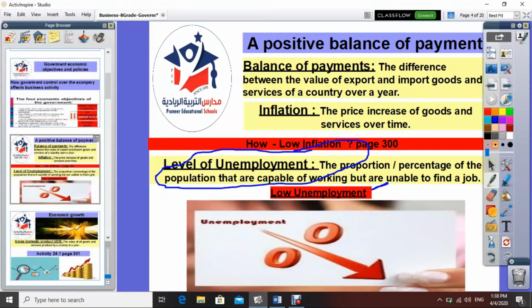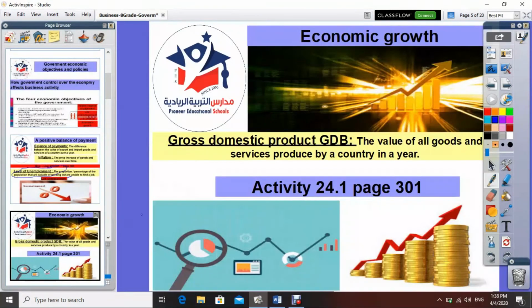What is meant by low employment? The gross domestic product is the value of goods and services produced by a country. It is a very important definition, guys.